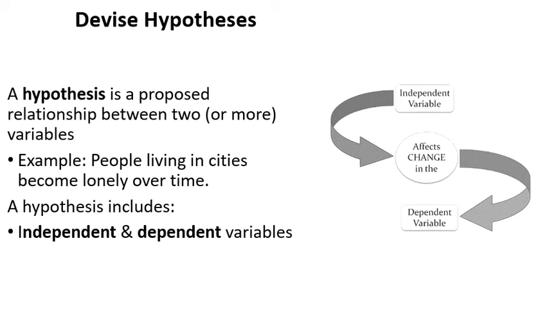Hypotheses also always include an independent variable and a dependent variable. As the image on the slide suggests, the independent variable is the characteristic that will determine or have an effect on the dependent variable. The dependent variable is always the outcome. So in my example, people living in cities become lonely over time. The dependent variable is loneliness. That's the outcome we think might change. And how long you live in the city would be the independent variable.